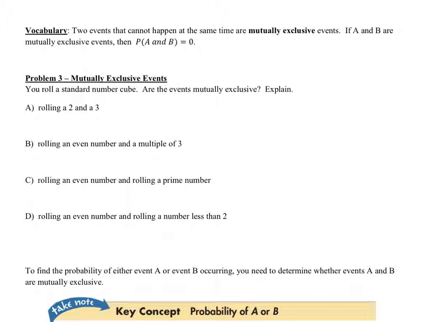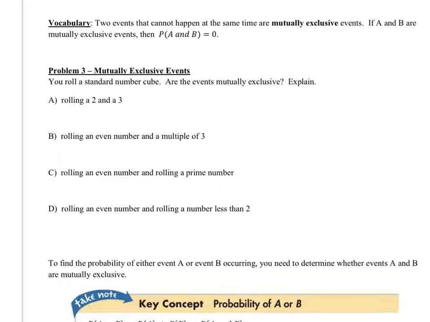So saying that the two events that cannot happen at the same time are definitely mutually exclusive. There's no probability that having them together, having a combo of the situation, would be 0. So if I have a number cube, rolling a 2 and a 3. Well, when you roll a number cube, you only get one number. So these would be mutually exclusive, because there's no number on the number cube that's a 2 and a 3.